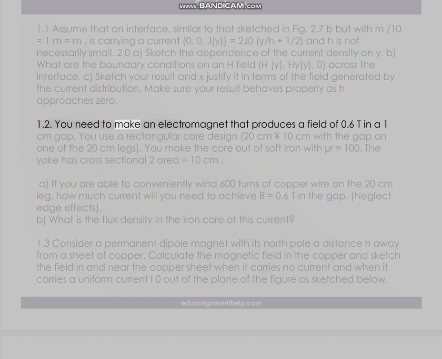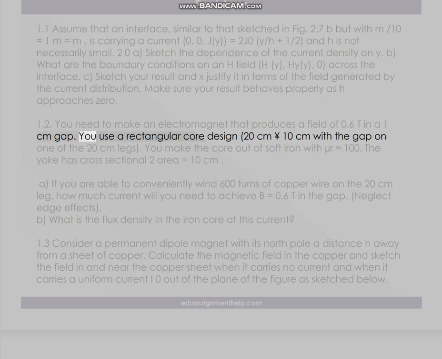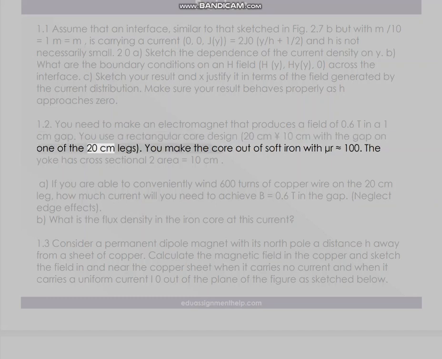1.2. You need to make an electromagnet that produces a field of 0.6 T in a 1 cm gap. You use a rectangular core design, 20 cm by 10 cm, with the gap on one of the 20 cm legs. You make the core out of soft iron with μr almost equal to 100. The yoke has cross-sectional area equal to 10 square centimeters.